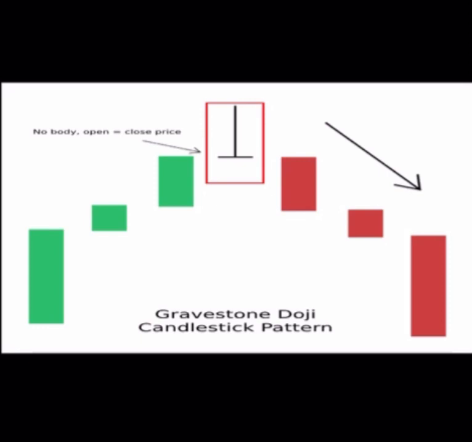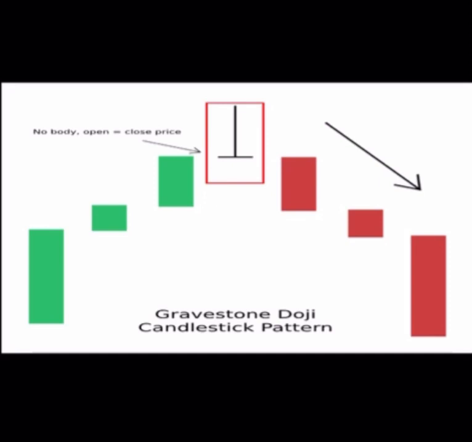In an uptrend, you can see the market is going up. It has green candles, meaning the market is going bullish. All of a sudden, a doji candlestick appeared. Another doji candlestick appeared, and the market starts going down.